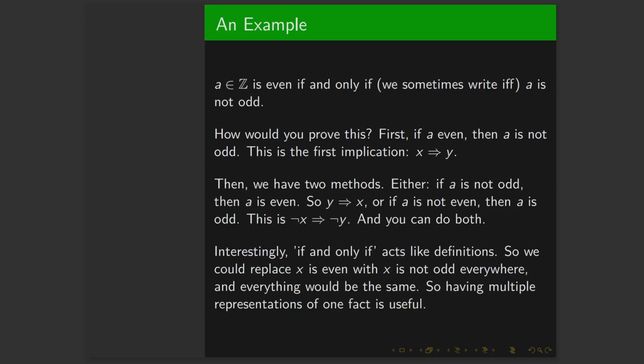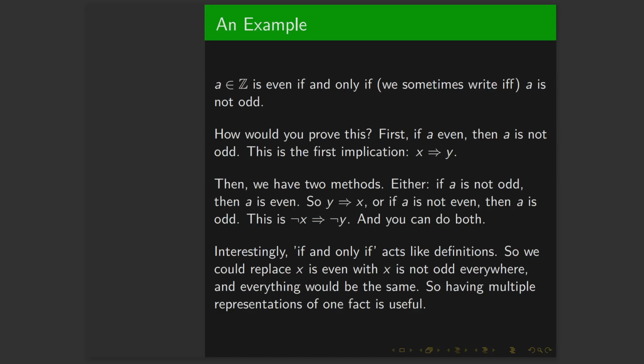Then we have two methods. Either a is not odd, then a is even. This is the Y implies X. So if a is not odd, then it's not 2k plus 1, which means it must be 2k, so it's even. Or what you could do is not X implies not Y. So if a is not even, then a must be odd. So a is not of the form 2k, so it would be 2k plus 1. Oh, that's odd. And you can do either one to prove the second implication.